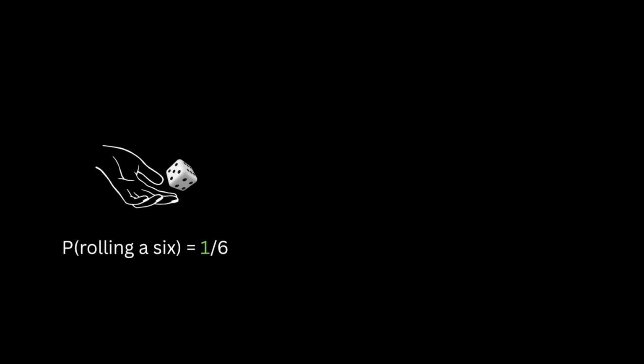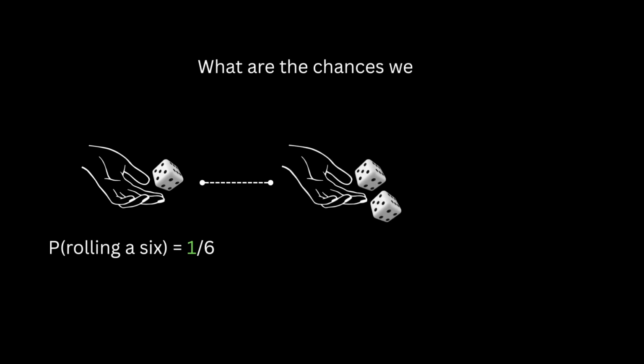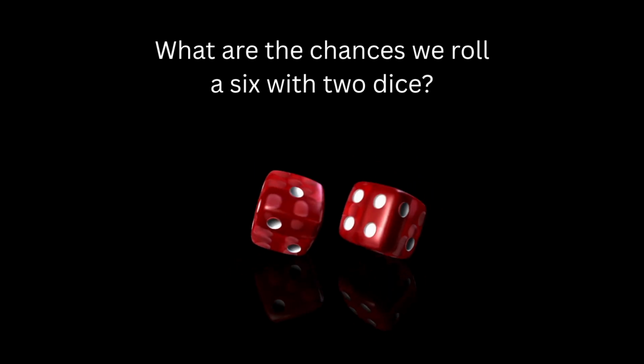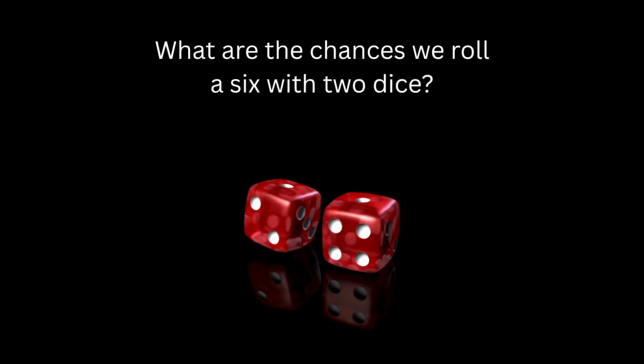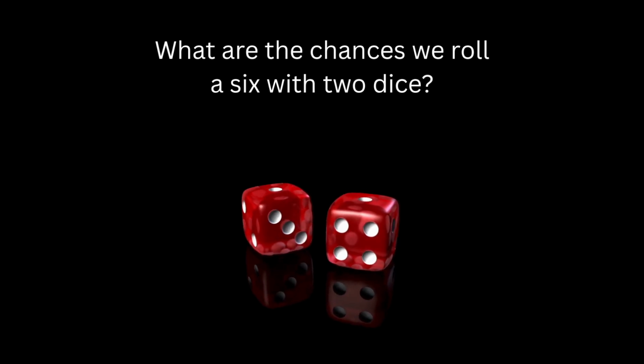But if we move on now to maybe rolling 2 dice, this suddenly is a bit more tricky. I mean, what are the chances we roll a 6 with 2 dice? It's not immediately apparent, and maybe it is, but it's definitely not as simple as with one die. But what we can do is the same thing. We have the 6 different faces of a die.